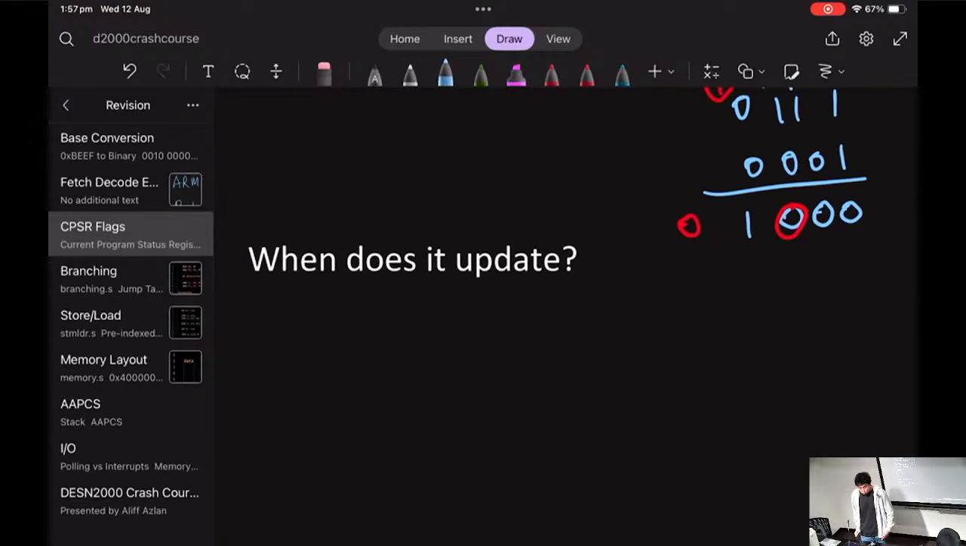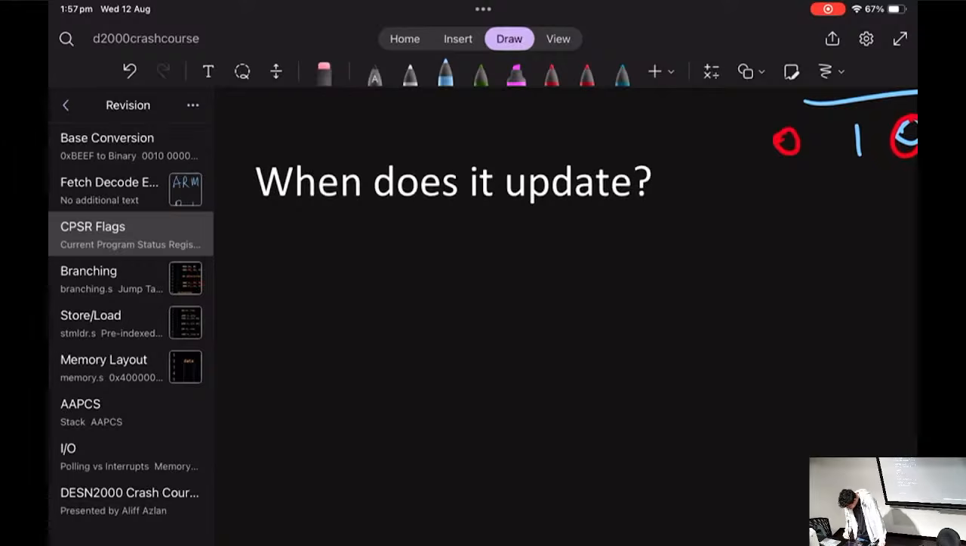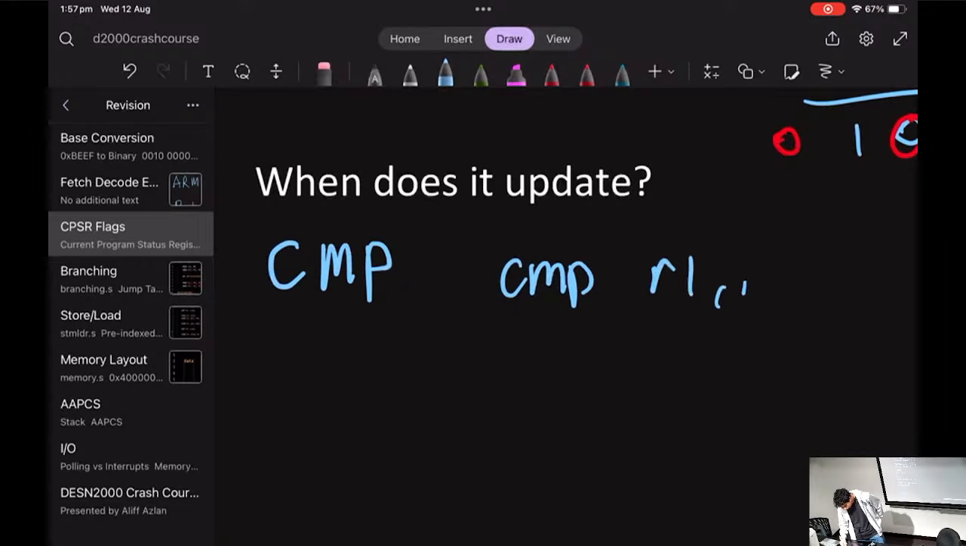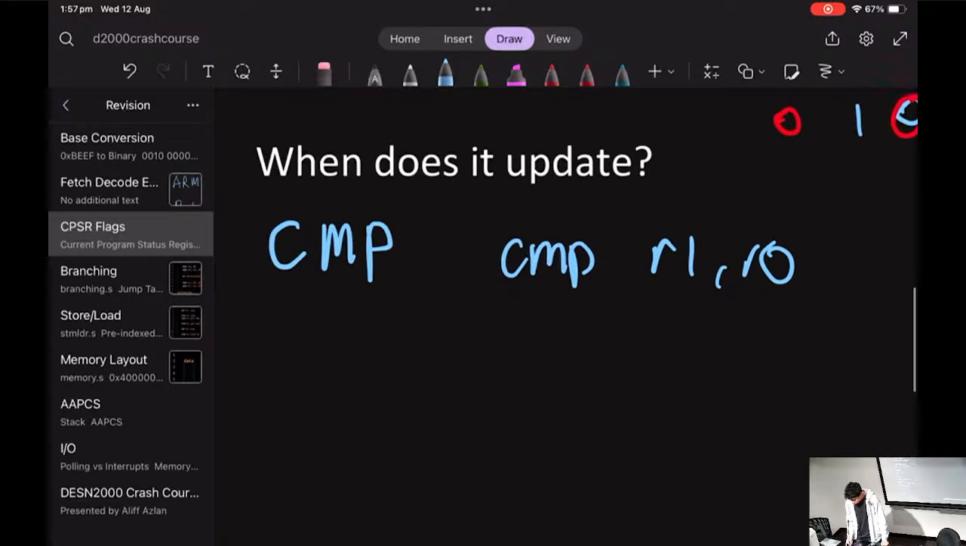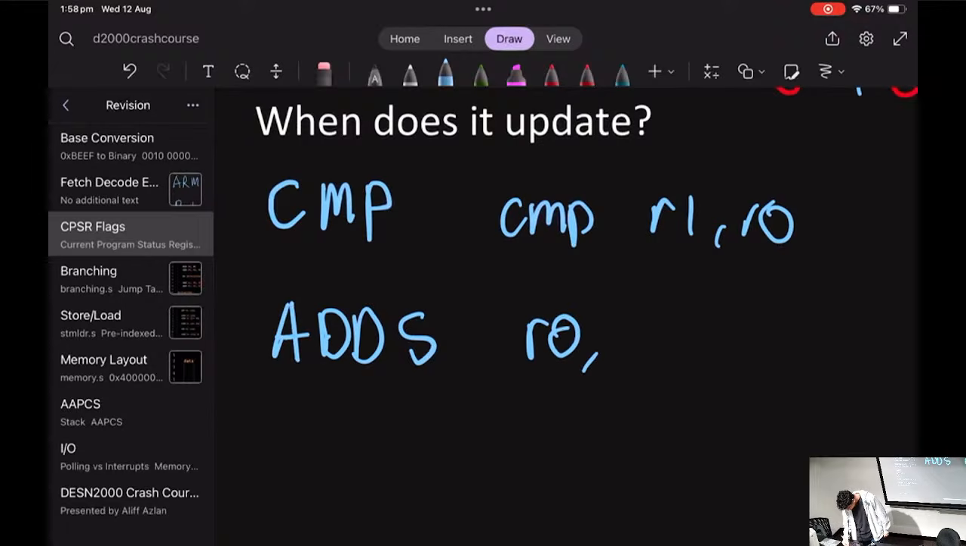So when do these CPSR flags update? There are three ways of doing this, right? We can either use the compare functions. So in your labs, you have done something like CMP R1. But you can also use your S flags. So that would be something like ADDS R0, and this would update your carry flag based on the result.